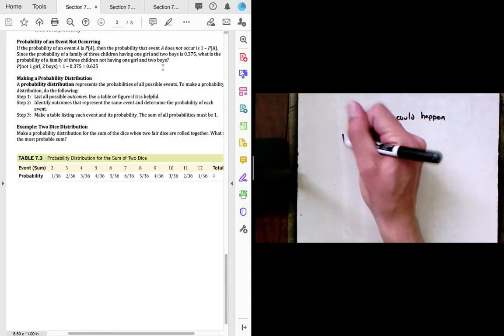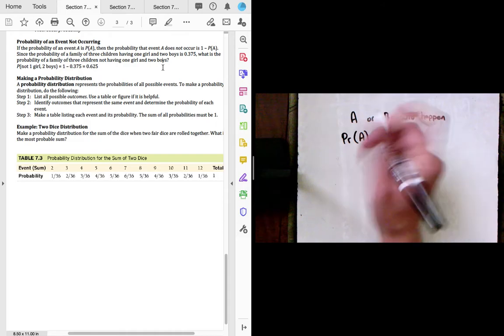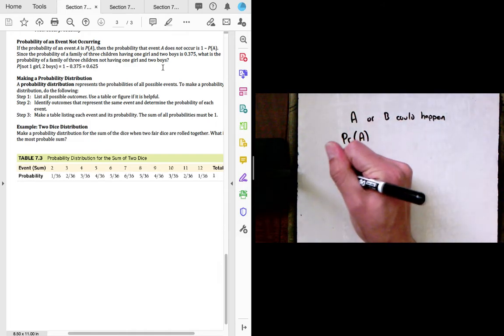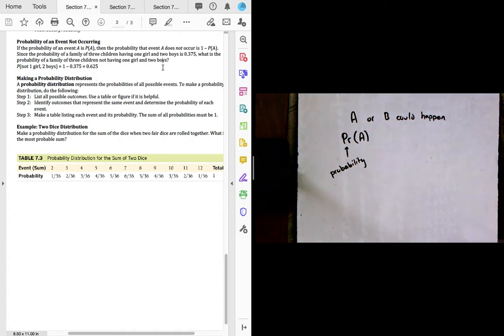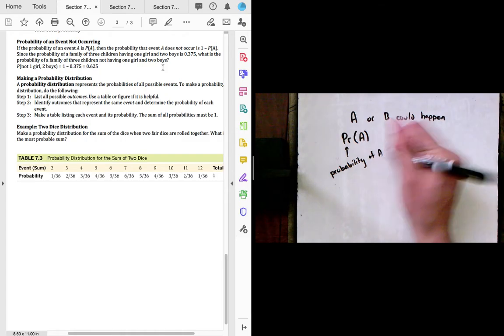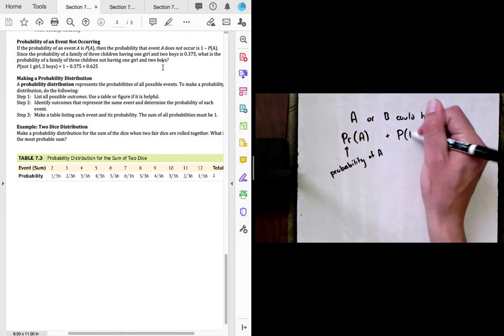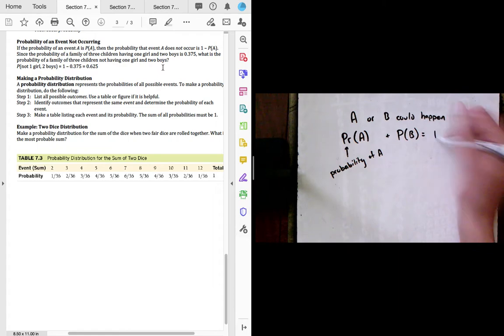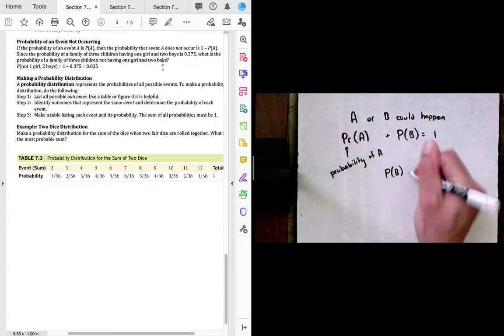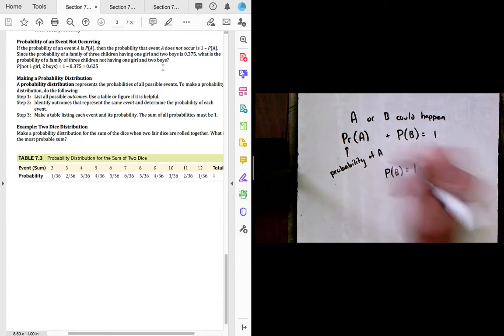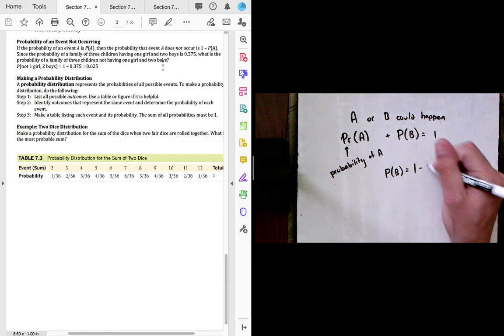In other words, the probability of A, and for now we're going to use PR for probability, the probability of A plus the probability of B is equal to 1. They always make up 100% of all the things that can happen. So if I'm interested in what's the probability of B, I can say that that's equal to 1 minus, if I brought this probability of A to the other side, 1 minus the probability of A.